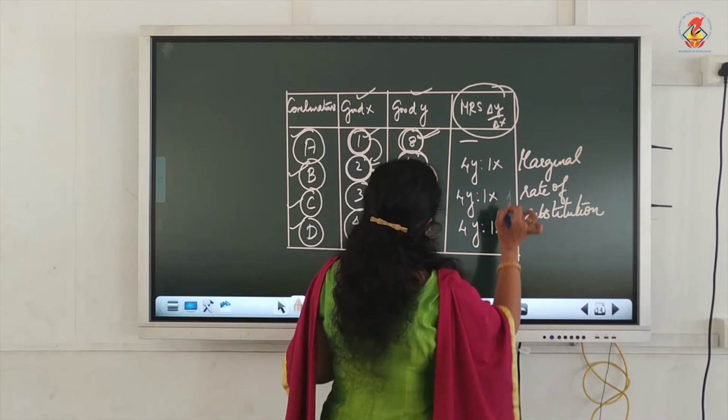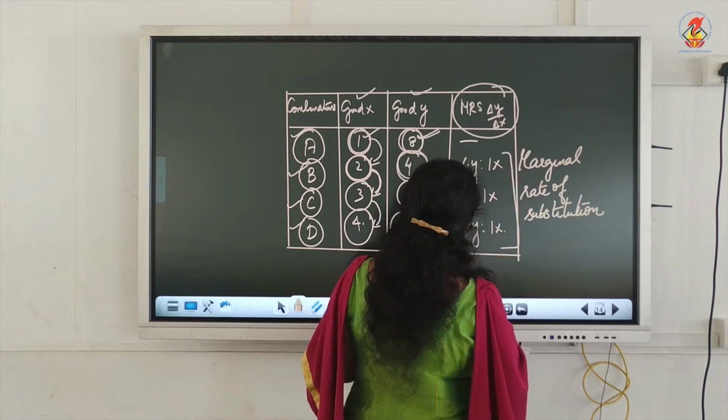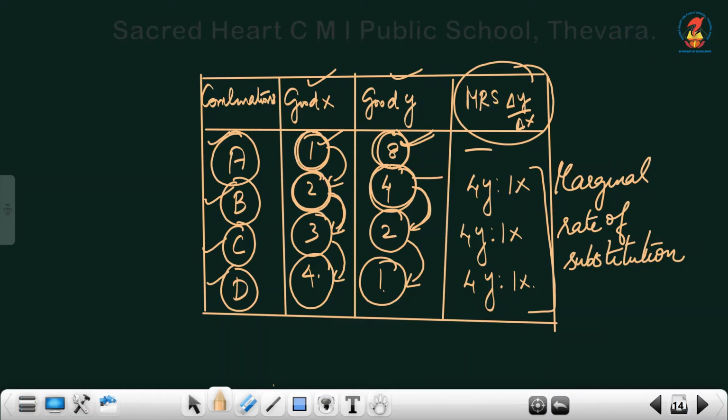Now, how will you find out MRS? We can find out MRS from the second unit only, because before the first combination only 0 unit is consumed. Therefore, we do not have a value for that. Therefore, your MRS starts with the second combination B.